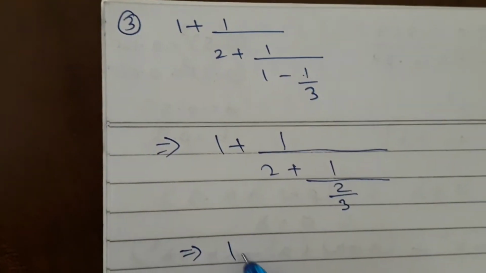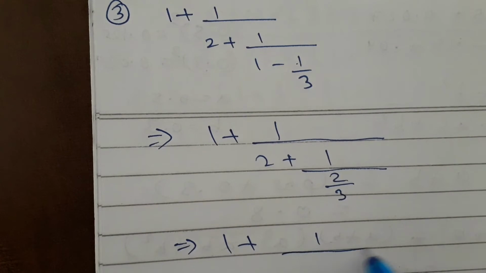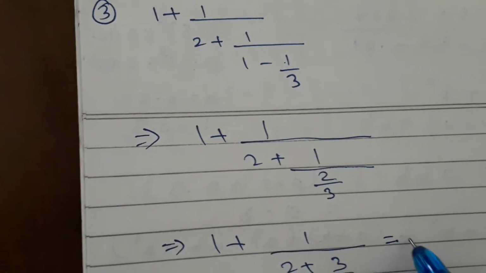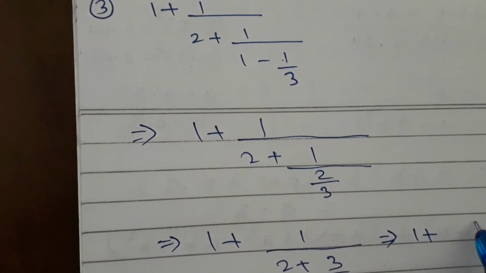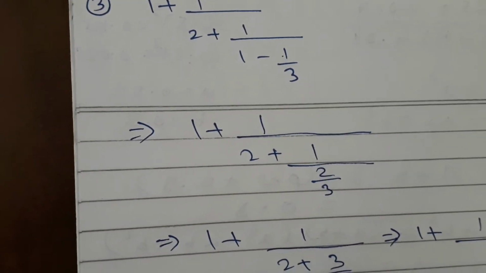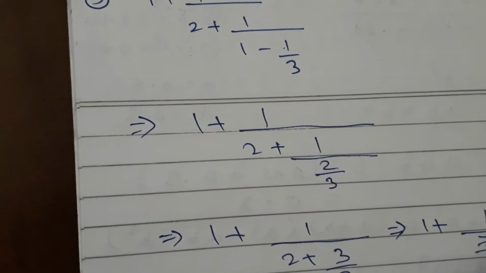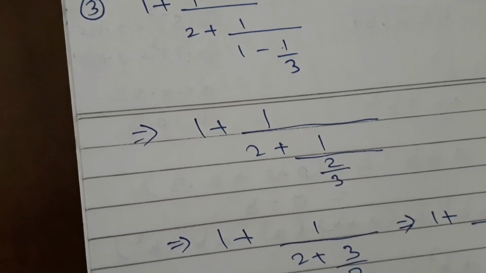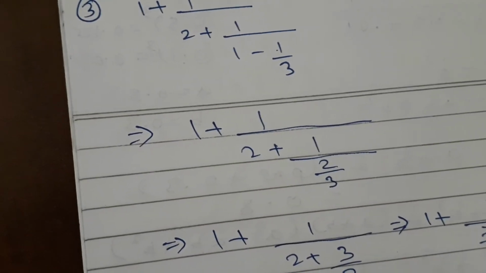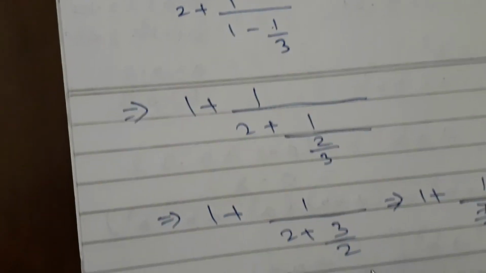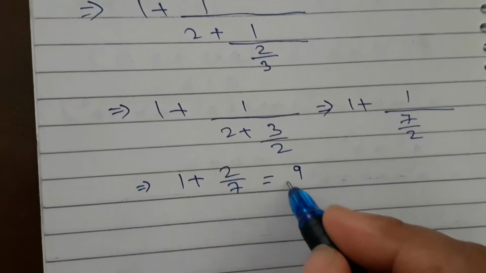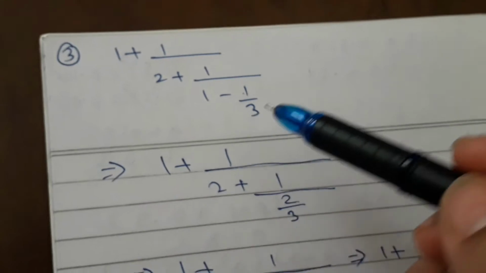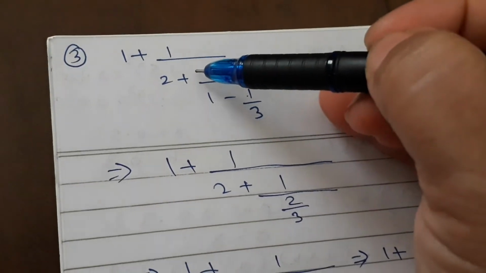In the next step, 1 plus, we can write it 3 by 2, which is equal to 1 plus 1 by, 4 2 to the 4 plus 3, 7 by 2. You can write 2 by 7. 1 plus 2 by 7 is equal to 9 by 7. So in this type of question, always start from the lowest to upper.